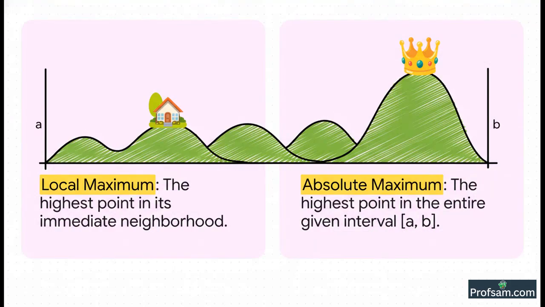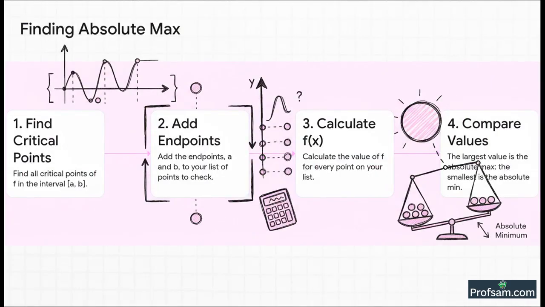So here's the difference. The local maximum was the king of its neighborhood. But the absolute maximum, that's the king of the entire kingdom, the one single highest point in the whole interval we're looking at. And finding this is actually a really straightforward step-by-step process.